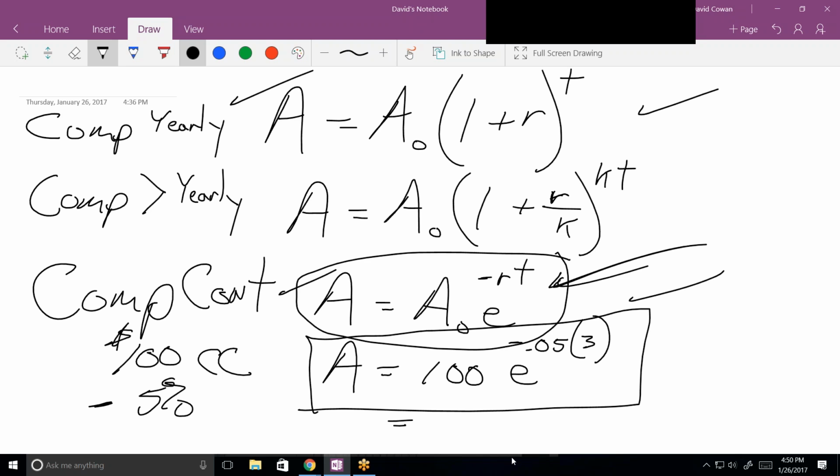It's just they teach it that way because they haven't taught you the other two formulas yet. But if they've taught you all three formulas, then every time they talk to you about decay, you should use that third formula, the continuous decay one.